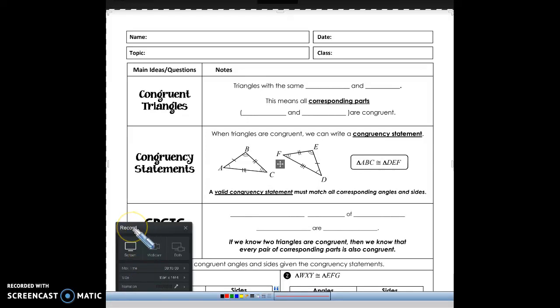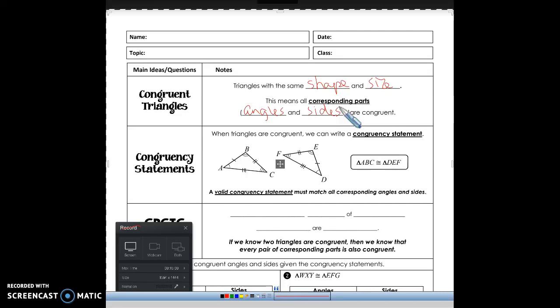Okay, in this next lesson, we're going to be talking about congruent triangles. Congruent triangles are triangles that have the same shape and the same size. This means that all corresponding parts, the lines and the angles that are in the same position, have to be congruent. So all corresponding sides have to be the same and all corresponding angles have to be the same.